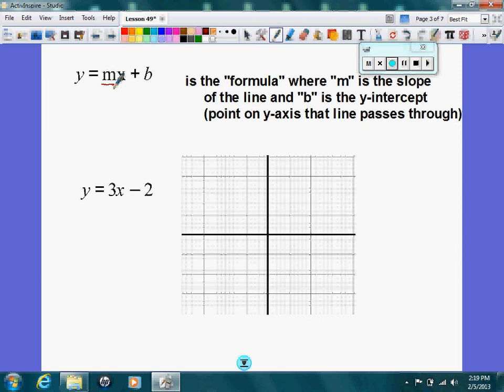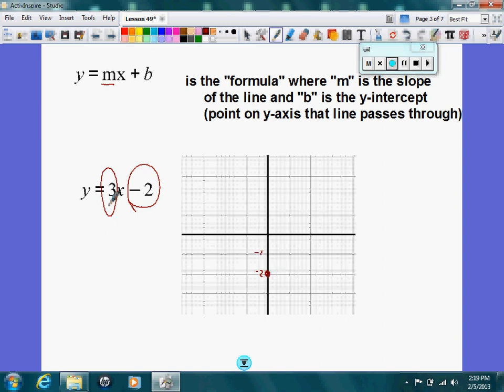So let's see if we can graph this equation. y equals 3x minus 2. What is the slope? The slope is 3. Where does it cross the y-axis? It crosses the y-axis at minus 2. Let's plot this point first. So we'll come down to minus 2. Let's let one big block here be 1. So there's minus 1, there's minus 2. So here would be a point right here.